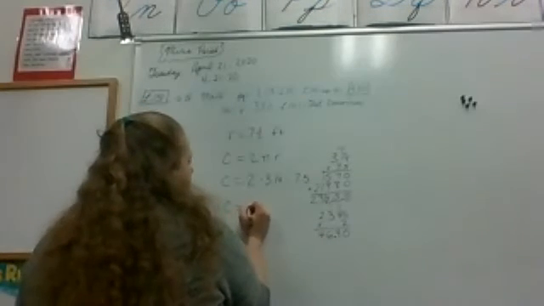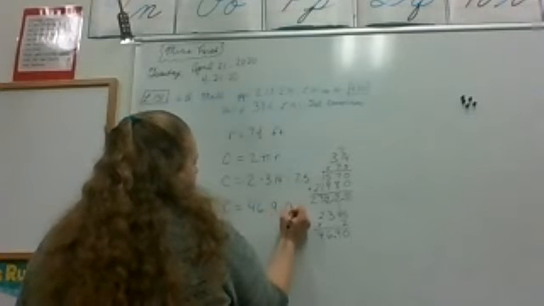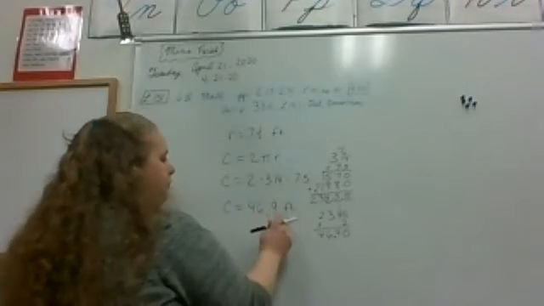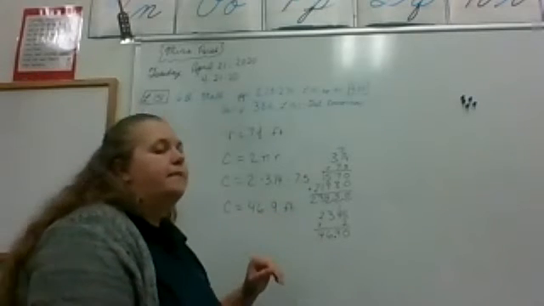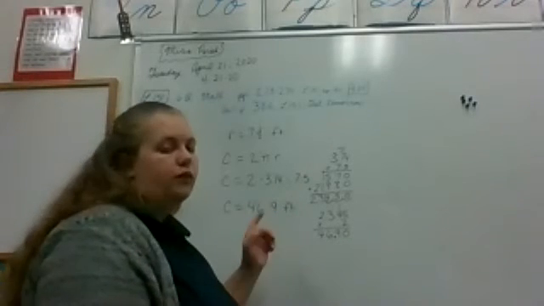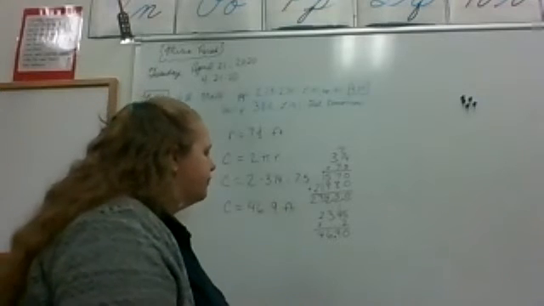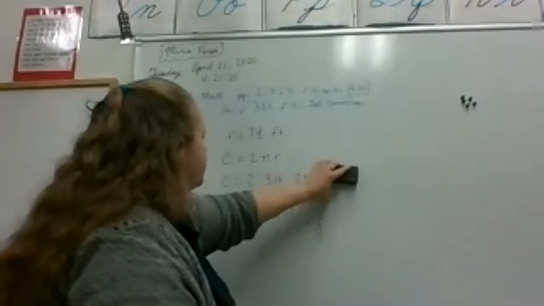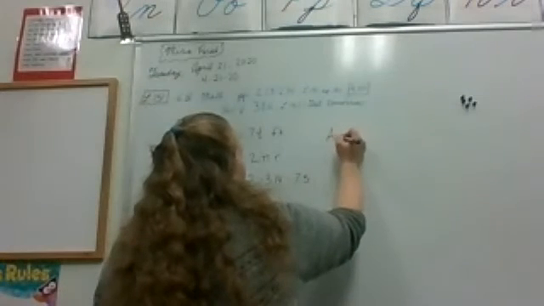46.9, so C equals 46.9 feet, okay? It is important that you put feet or yards or inches or meters, because we want to know what it is. So it's very important to do that, okay? Now erase this. We're gonna do area over here.